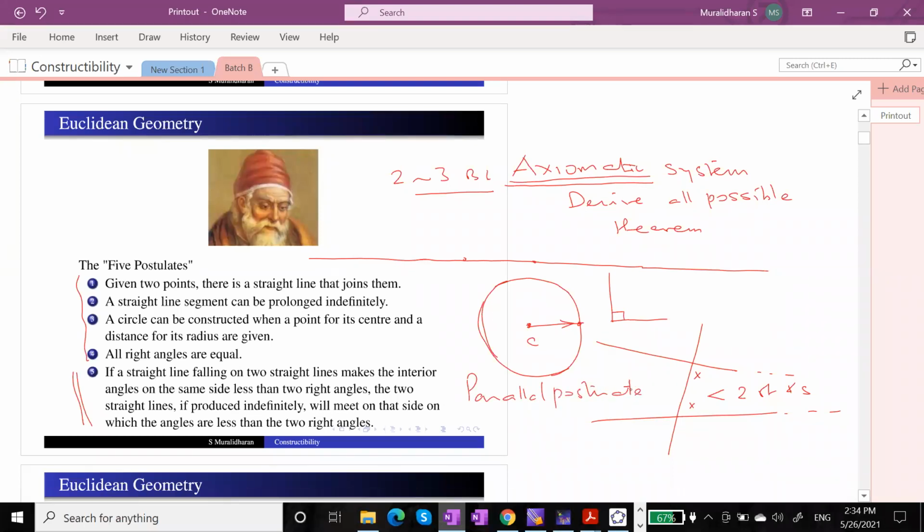Sir, can this also be called Playfair's axiom? Pardon? Sir, is this also called Playfair's axiom? Playfair's axiom, I am not sure. This is usually called the parallel postulate.